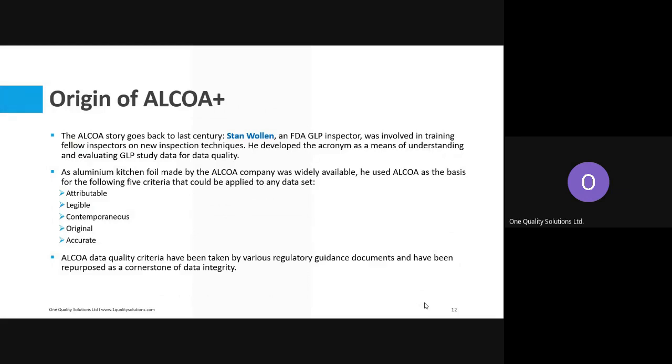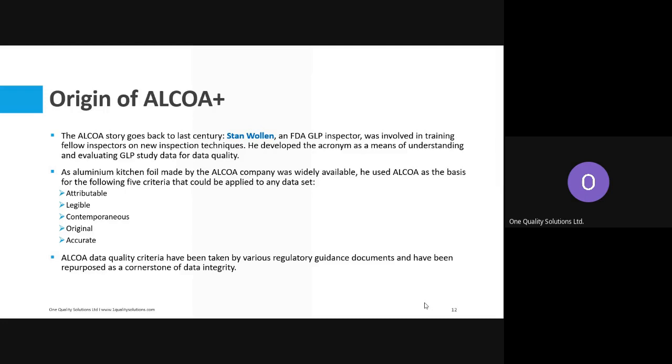So in this slide, a little bit of history of ALCOA Plus. In the early 1990s, Stan Wollen, an FDA inspector, was involved in the training of fellow colleagues. He developed the acronym as a means of understanding and evaluating GLP study data for data quality.